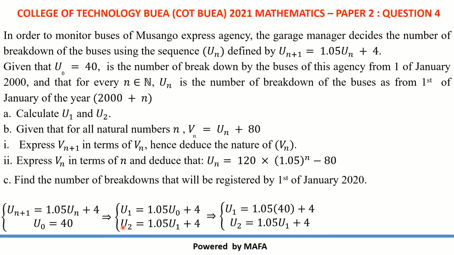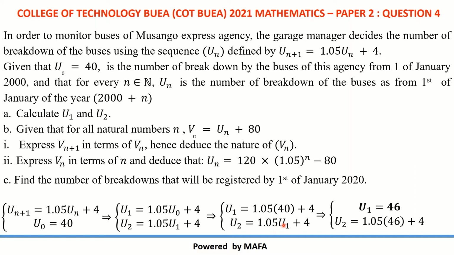Now to get U2, you let n to be 1, you get U2 to be equal to 1.05 U1 plus 4. Alright, so to get U2, you first of all need to get the value of U1. So since to get U1 you need the value of U0, and U0 was given, U0 is 40. It means that our U1 is equal to 1.05 times 40 plus 4, and then our U2 is 1.05 times U1 plus 4. So we are going to get the value of U1 and then we substitute back into the second equation to get the value of U2.